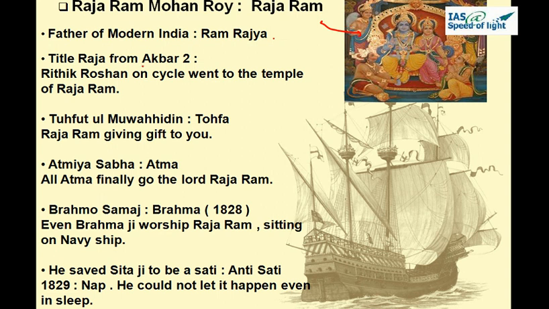Now Akbar, our picture is of Hrithik Roshan, right? From medieval history. Akbar movie, Akbar is Hrithik Roshan, and 2 is cycle. So Hrithik Roshan on cycle went to the temple of Raja Ram. You can see Hrithik Roshan cycling to the temple of Raja Ram. Title Raja from Akbar 2.